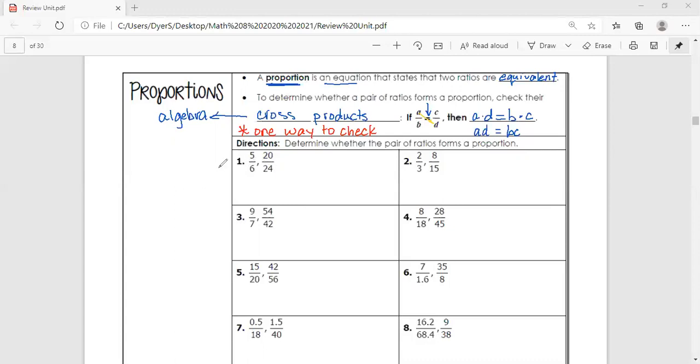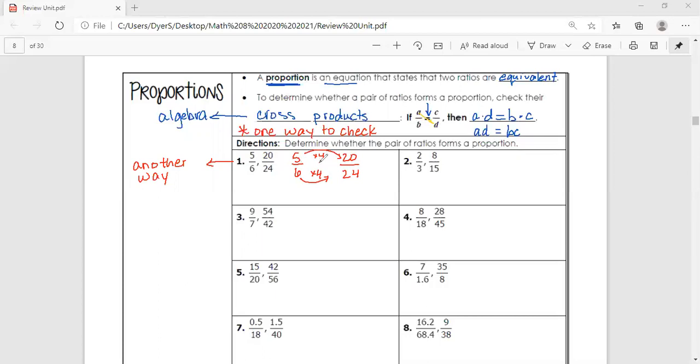So right off the bat, we're going to do number 1. And we're going to use another way for number 1. So on this one, you might be able to tell right off the bat. I'm going to go ahead and write 5 to 6 right here. And if you notice, 5 times 4 equals 20. And also 6, same thing, times 4 again, equals 24. And so this is another way to check for proportionality.